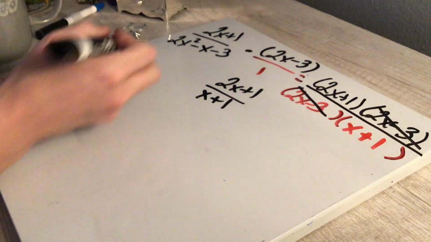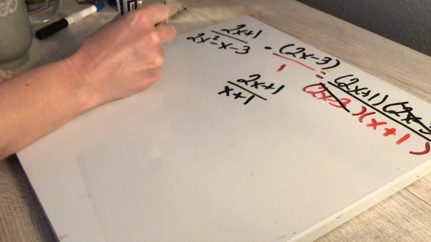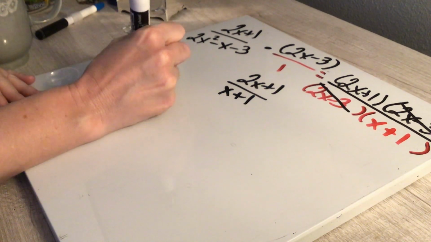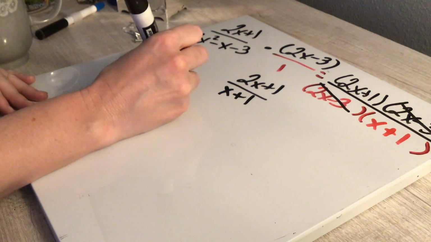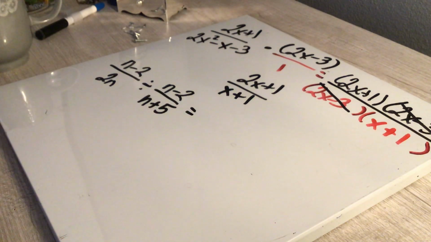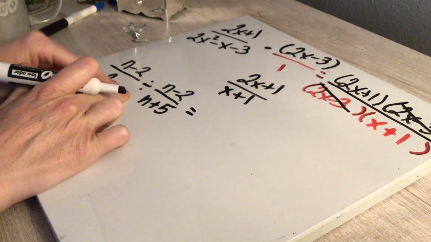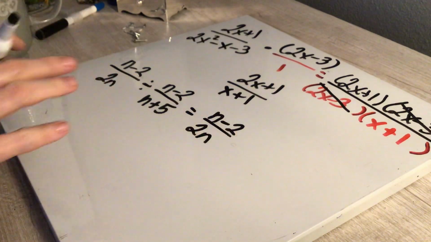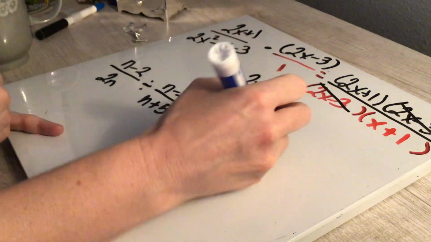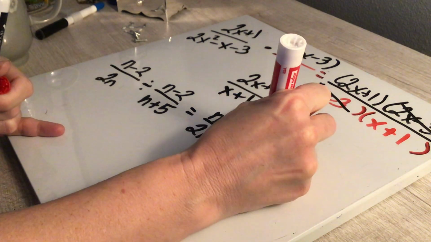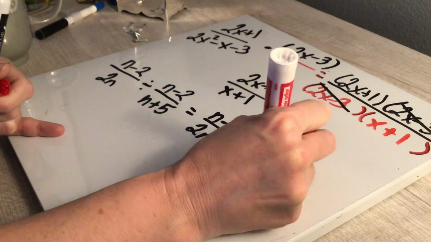All right, division. Okay, so I have n minus 2 over 2n divided by n minus 2 over n plus 5. Okay, so division is different, right? Keep the first rational expression, so we get n minus 2 over 2n. Then I'm going to change the division to multiplication, so times. I'm going to take the reciprocal of the second one, so n plus 5 over n minus 2.